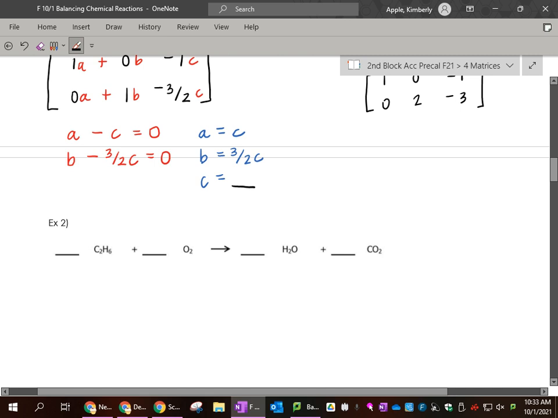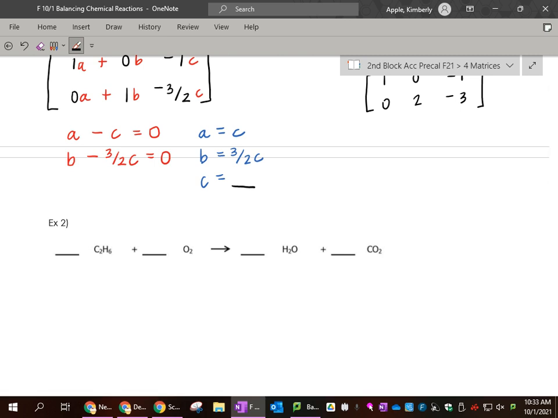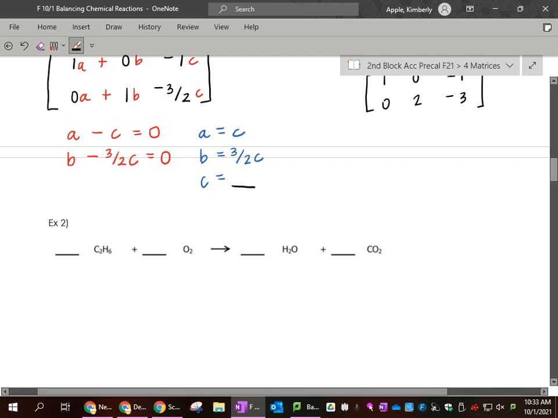Can I have 3/2 of a compound? No. I can only have whole numbers, right? So what intelligent value of C could I choose that would eliminate this fraction? How about 2? 1/2 would make the denominator bigger, but it's the right idea, okay?